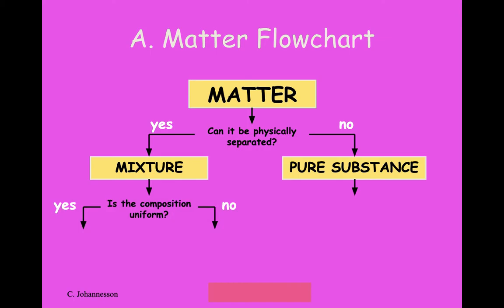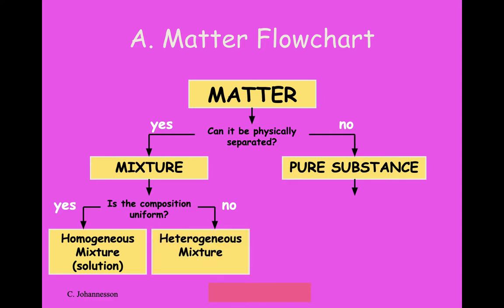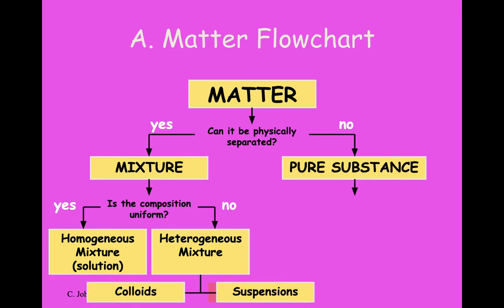Now a mixture is divided into two different categories. If the composition is uniform, so that means the same throughout, it all looks exactly the same. If it is the same throughout, it is a homogeneous mixture or a solution. If it is not the same throughout, it is a heterogeneous mixture or a solution. So a homogeneous mixture would be milk or soda, and a heterogeneous mixture would be trail mix or chocolate chip cookie dough, something that's not the same throughout. Now, heterogeneous mixture can be divided even further into colloids and suspensions.